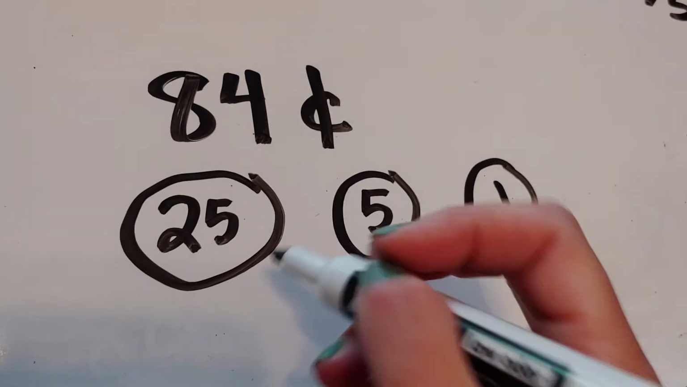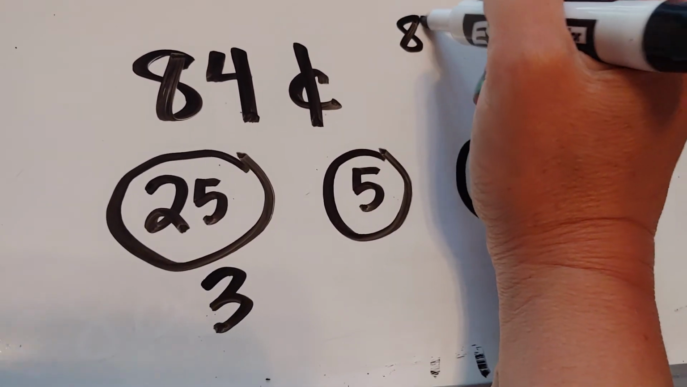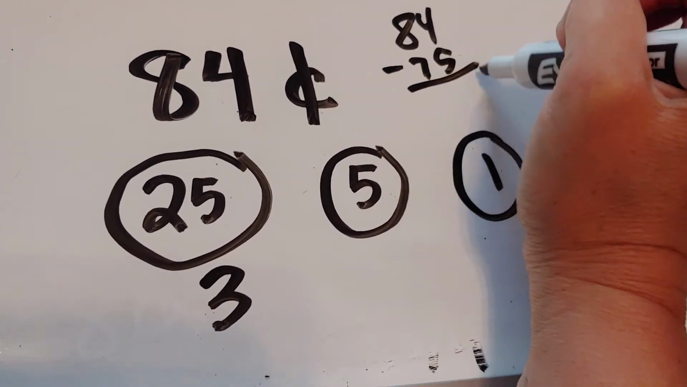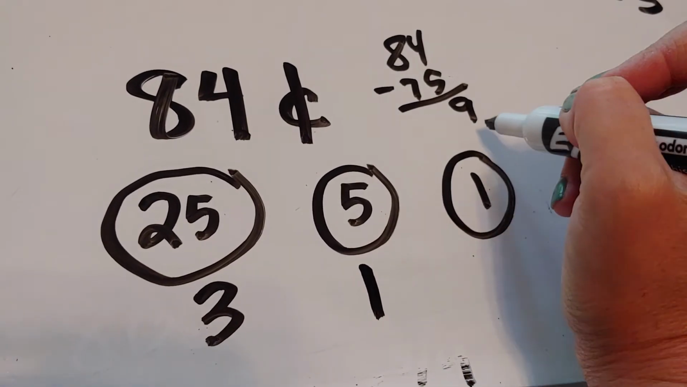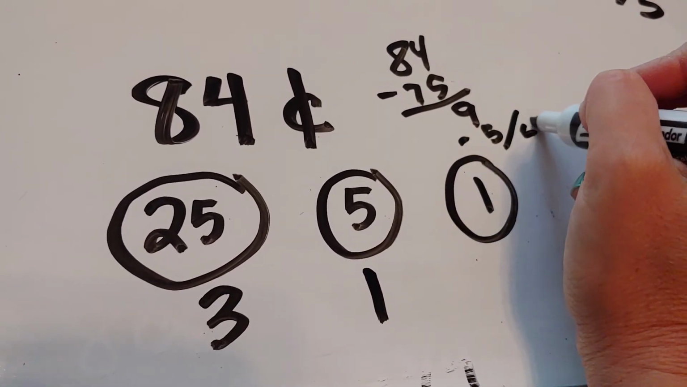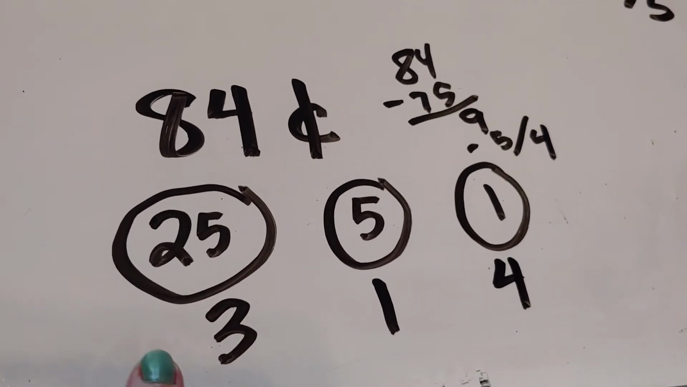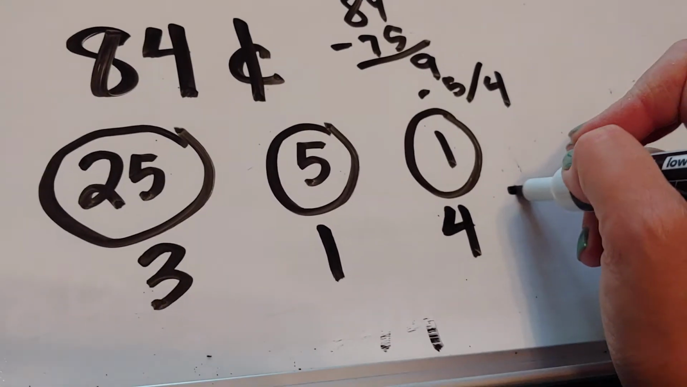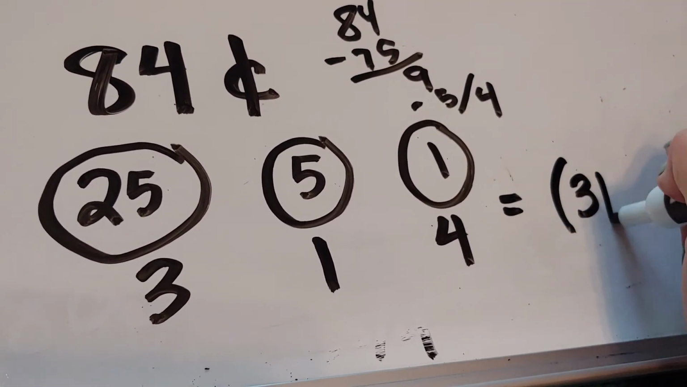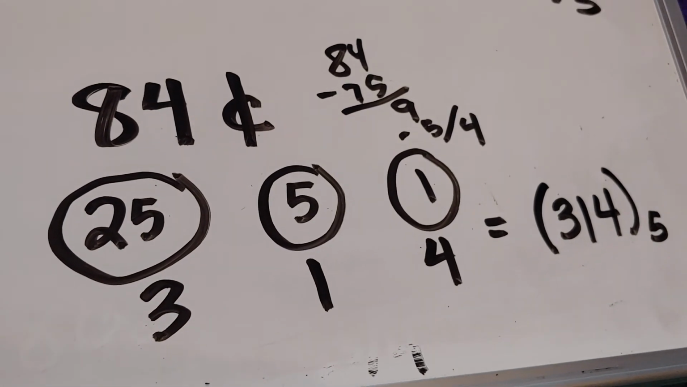Okay, so let's see. I need 3 quarters for 75. And I still have to make exact change, I still have 9 cents I've got to make. So I'm going to need 1 nickel. And I'm going to need 4 pennies. Okay, 3 quarters, 1 nickel, 4 pennies. So 84 cents is the same thing as 314 base 5. All right.